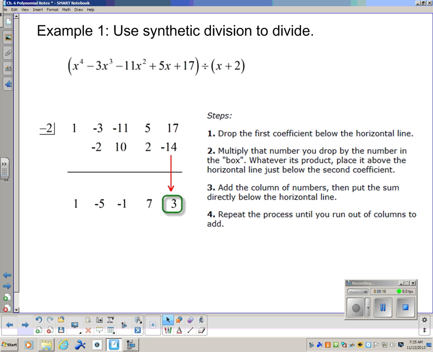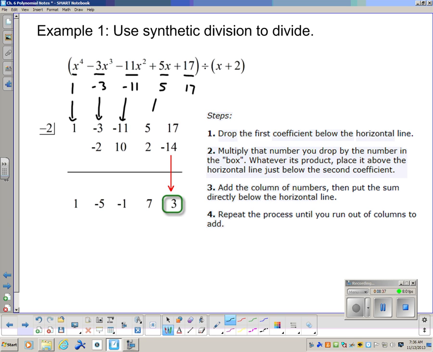So coming over here, what happens here is you want to look at what's in front of each one of these terms here. So in front of the x to the fourth, your coefficient there is a 1. In front of x to the third, it's negative 3. In front of x squared, it's negative 11. In front of x there is 5. And then you got your constant term. That's what they wrote for the first row here. Okay, those coefficients go there in that first row.